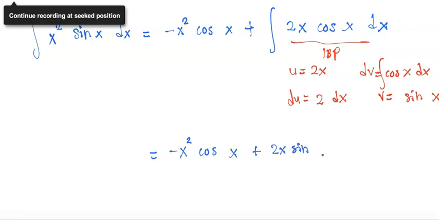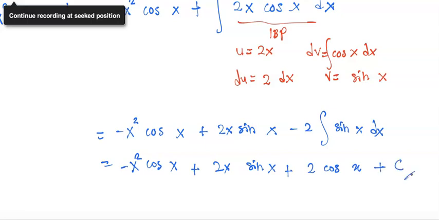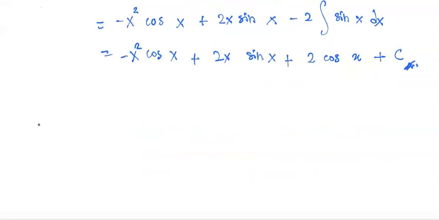Then put back inside the equation: negative x square cos x plus 2x sine x, that's uv, minus 2 integrate sine x dx. And you still need to integrate one more time here, it will be negative x square cos x plus 2x sine x minus, integrate sine will get minus cos, so it will be plus 2 cos x plus c. Remember to put c.